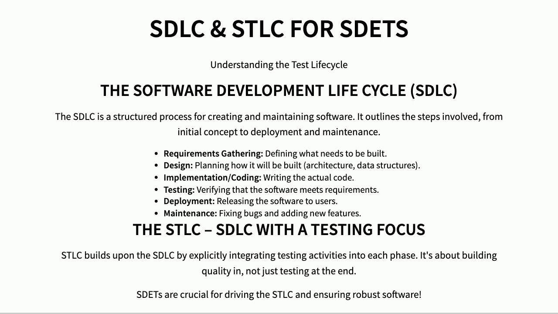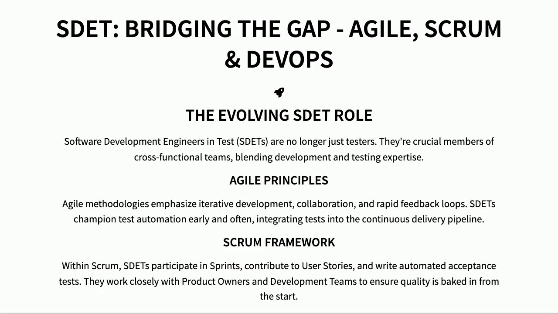SDETs are the champions of that testing focus, making sure quality is baked in at every stage, not just tacked on as an afterthought. Let's talk about the SDET role and how it's transforming. Traditionally, testing was seen as a separate phase, but now SDETs are deeply embedded in development teams. Think of them as quality champions. Agile methodologies have shifted this, emphasizing rapid iteration and collaboration. Within Scrum, SDETs work alongside product owners to ensure we're building the right thing, and then they automate tests so these changes can be rolled out quickly. And when you add DevOps into the mix, SDETs become critical for automating our build and deployment processes, making sure everything runs smoothly and reliably.